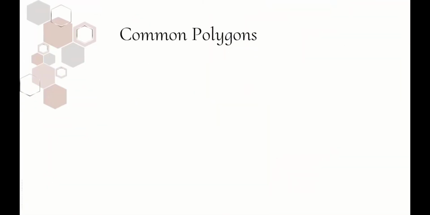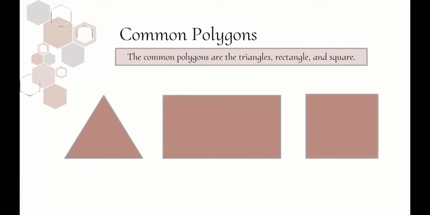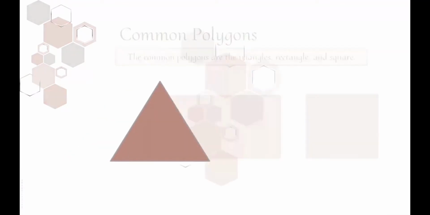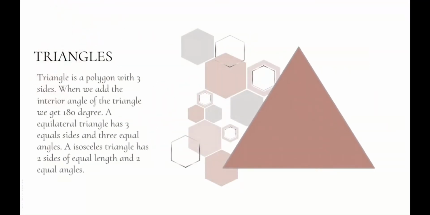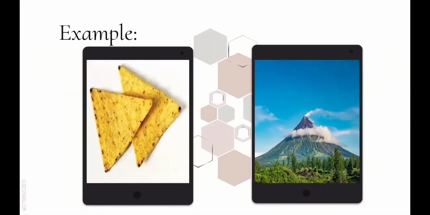So what are the common polygons? The common polygons are the triangle, rectangle, and square. We use these common polygons every day. Let's see some examples. First is the triangle. A triangle is a polygon with three sides. When we add the interior angles of a triangle, we get 180 degrees. An equilateral triangle has three equal sides and three equal angles. An isosceles triangle has two sides of equal length and two equal angles. Examples: Mayon volcano and chips.